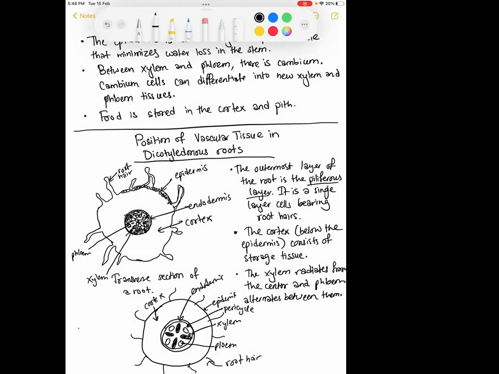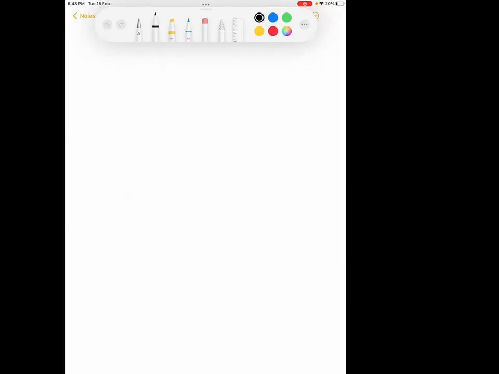I hope that's done. We can move on to root hair cells. This is actually a big chapter. We will be completely done with this next class, not this class.